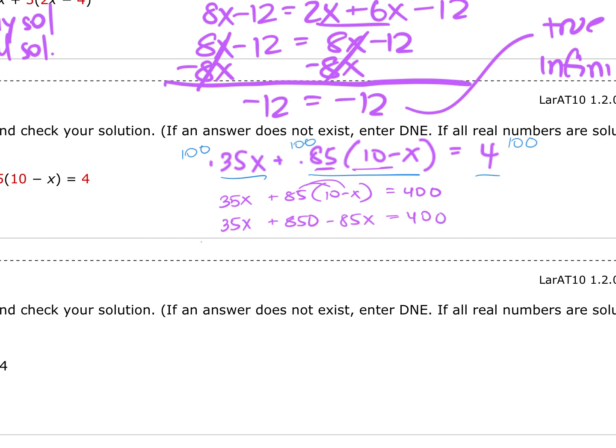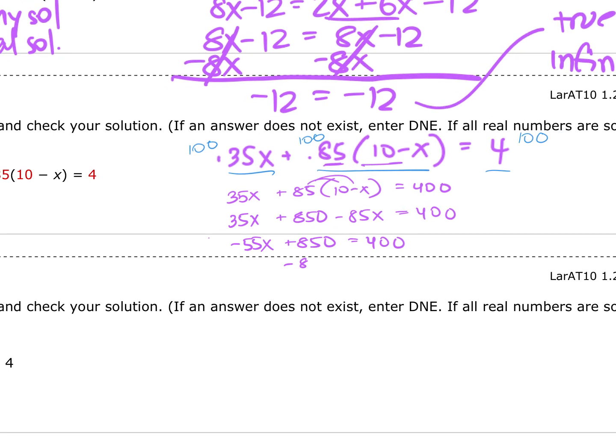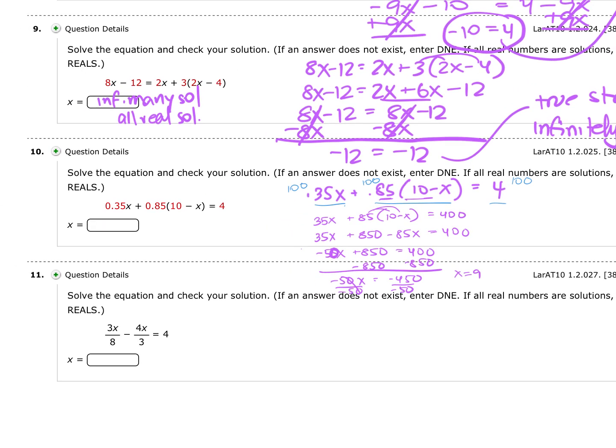I'm going to simplify my left side before I ever try to go across the equal sign. So now my sides are completely simplified. I'm going to subtract, oh, and this is 50, right? I'm going to subtract 850 from both sides. And I'm going to get minus 50x equals minus 450. And I'm going to divide both sides by minus 50. And that's going to leave me with x equals positive 9.